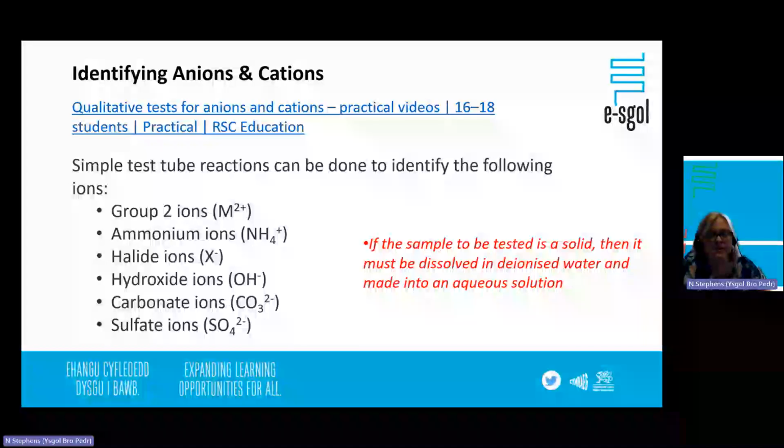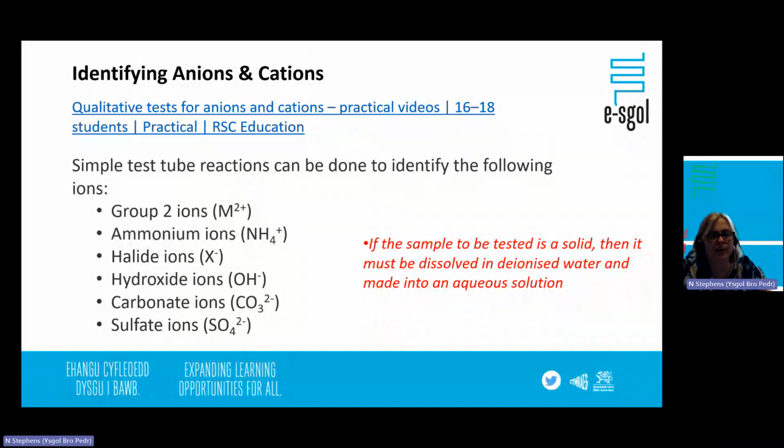So if the sample to be tested, don't forget, is a solid, then you must be aware that it needs to be dissolved in deionized water and made into an aqueous solution initially. Okay, if it's insoluble in water, then there are other solvents available, but the suggestion tends to be to try dissolving it into an aqueous solution first.